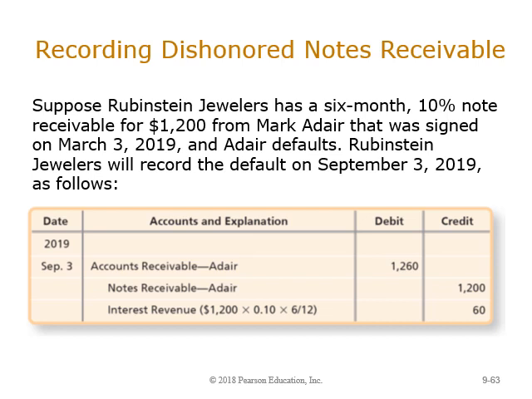Rubenstein Jewelers will record the default on September 3rd, 2019 as follows. They take the accounts payable and debit that. We're going to create the accounts receivable for Edier for the total amount that he owes, which in this case is $1,260. Then we credit notes receivable and interest revenue at this point. So it gets rid of the notes receivable and it gets rid of that interest revenue as well.